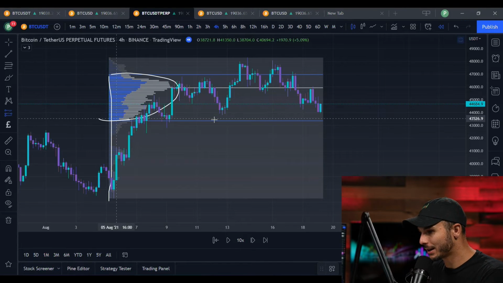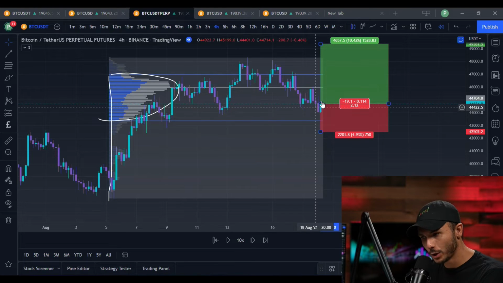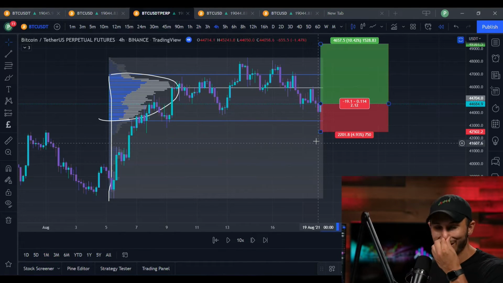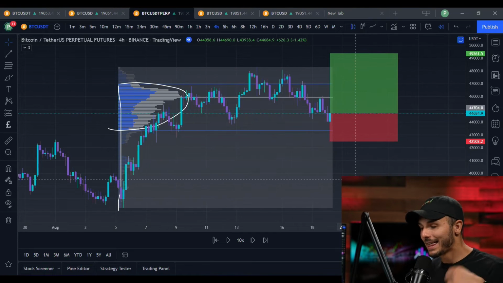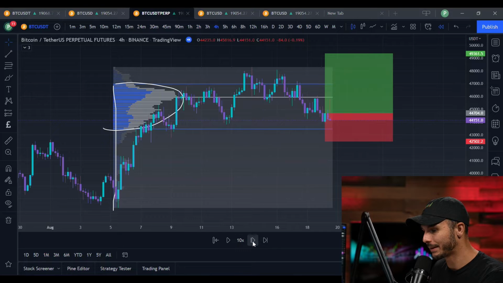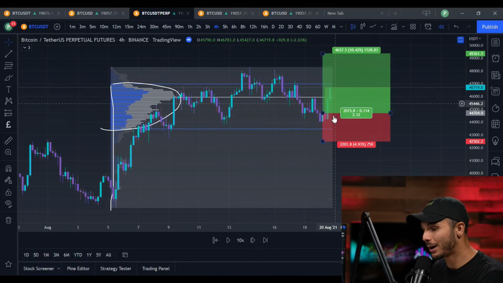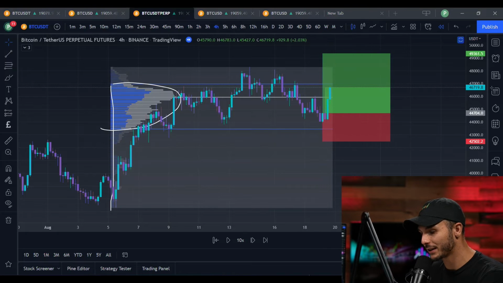Maybe the price comes back down to that value area low and we go for a little bit of a ride. But if you have your stop losses set properly, then you should be fine. So let's move price along and see what happens. Oh, we might. Okay, so we did not come back down to the value area low, but now we are in the green here, testing that value area high.